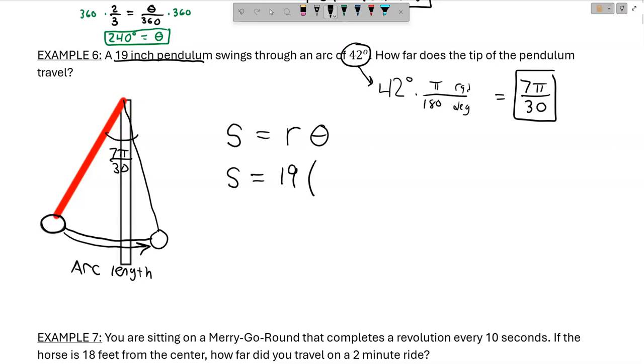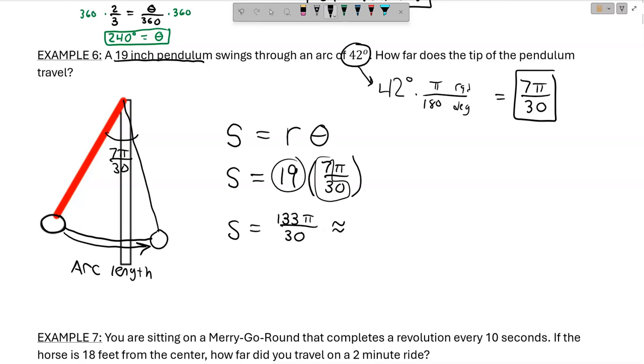And then my 45 degrees as a radian is going to be 7 pi over 30. So what I'm going to do in my calculator is we're going to take 19 times 7 over 30. And when you do that and you simplify your fraction using whatever method your calculator will work with, I'm going to get 133 over 30. So my arc length is 133 over 30.